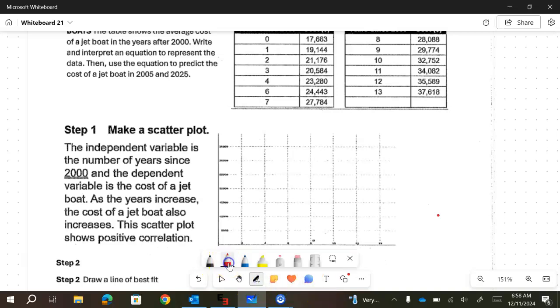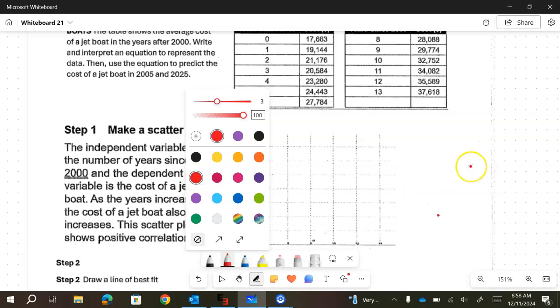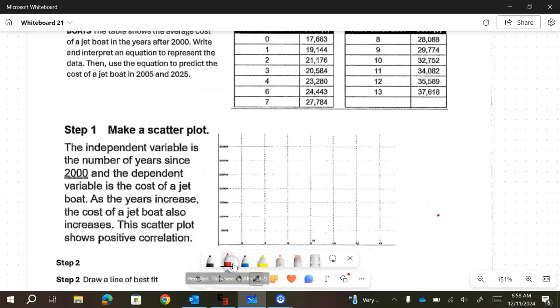So let's put these numbers on our scatter plot here. I want to plot 0 and 17,000. Well, 0, 17,000 would be right in here somewhere. 1 and 19,000 would be about there. 2 and 21,000. So here's 2, 21,000 would be just over 20. Then year 3, it goes down a little bit. It's right about 20,000. So we'd have a dot about right here. 4 is back up to 23,000, so approximately right there.